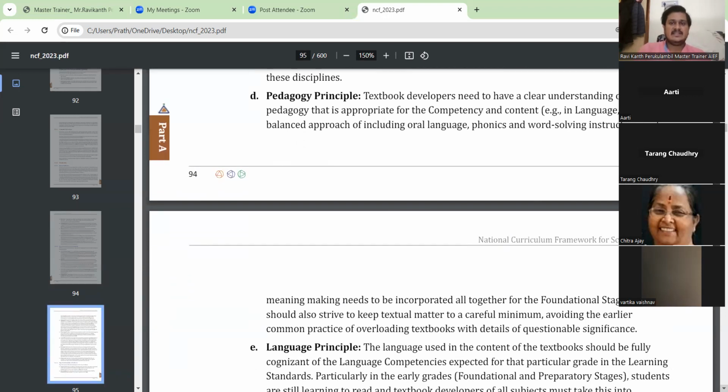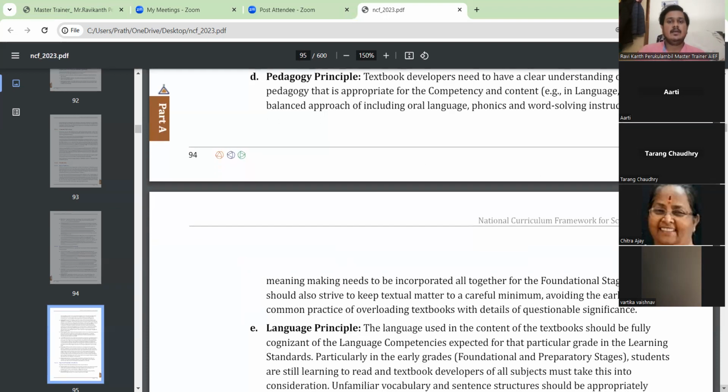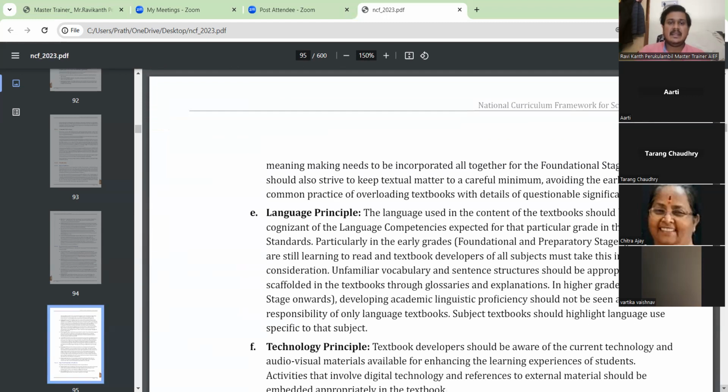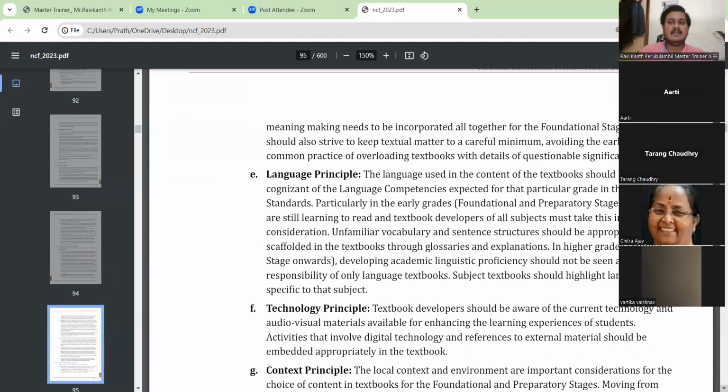Pedagogy principle. Textbook developers need to have a clear understanding of the pedagogy, which means the method which the teacher can use that is appropriate for the competency and content. There are certain competencies. To achieve certain competencies, certain methods of teaching are to be followed. So while developing a textbook, we should keep that also in mind. In language, the balanced approach of including oral language, phonics, and word solving instructions and meaning making needs to be incorporated all together for foundational stage. So keeping in mind competency and how that competency can be achieved, we have to design a textbook.